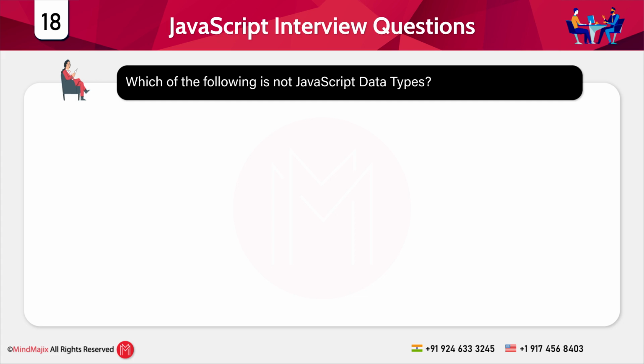Next question, which of the following is not a JavaScript data type? Undefined, number, boolean, float. So the answer is D, that is float. Because in JavaScript, the data types are number, string, boolean, object, and undefined. These are the data types. Float data type is not available.